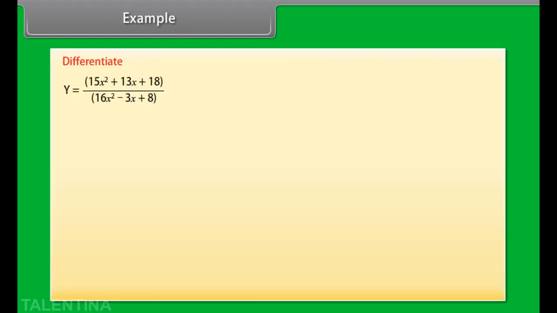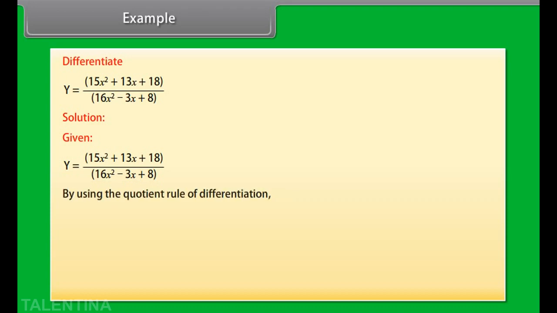Differentiate y is equal to 15x square plus 13x plus 18 by 16x square minus 3x plus 8. Solution. Given y is equal to 15x square plus 13x plus 18 by 16x square minus 3x plus 8.